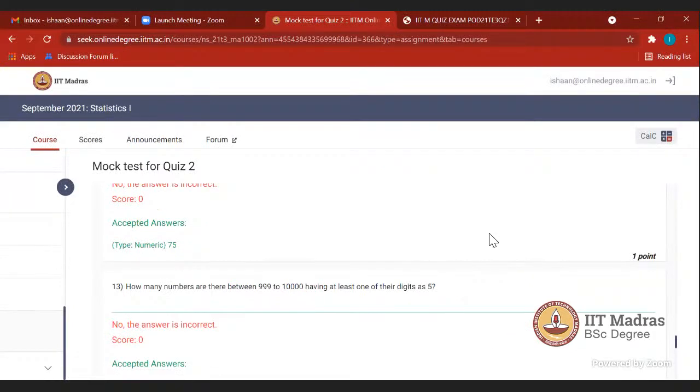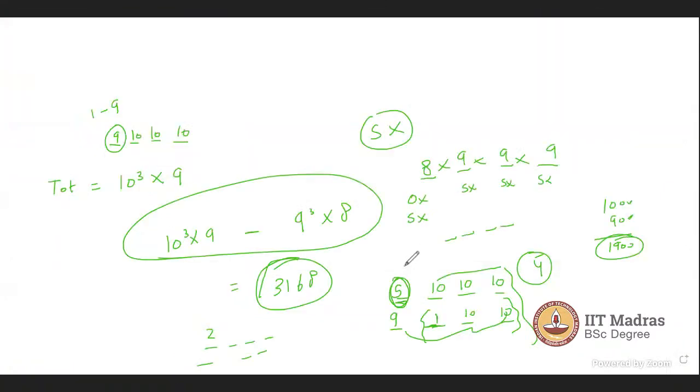So 9 cube, 9 cube into 8 is in cases where, with a subtract approach, you can just show it for a second. Total number of possible ways minus the cases when 5 is not present. So 10 cube minus 9 cube into 9, where 5 is not present. 9 cube will give the cases where only 1 5 is present. At least 1 5.